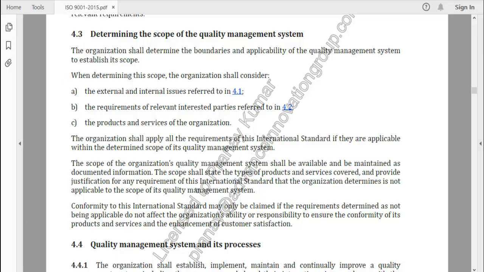You can also look at excluding departments, but you must always realize that should you choose to keep some particular location, business process, etc., out of scope, it mustn't affect the organization's ability or responsibility to ensure the conformity of its products and services and the enhancement of customer satisfaction.